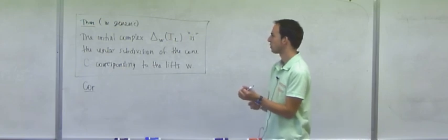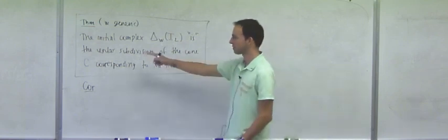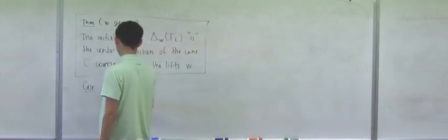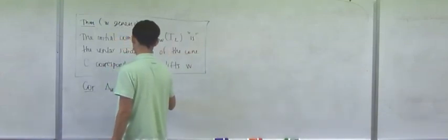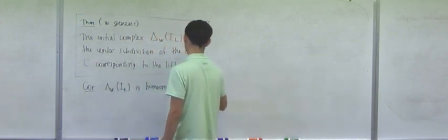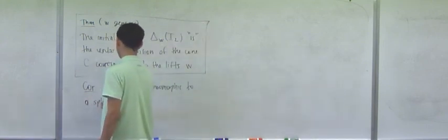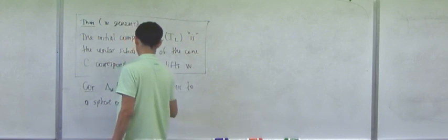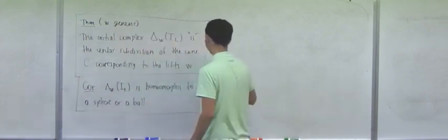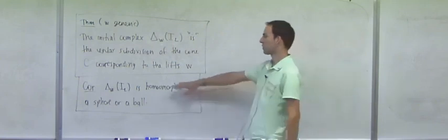So I just wanted to write that on the board and also write a corollary: because of the general theory of subdivisions, this thing is going to be homeomorphic to a sphere or a ball. And this just follows from the theory of subdivisions.